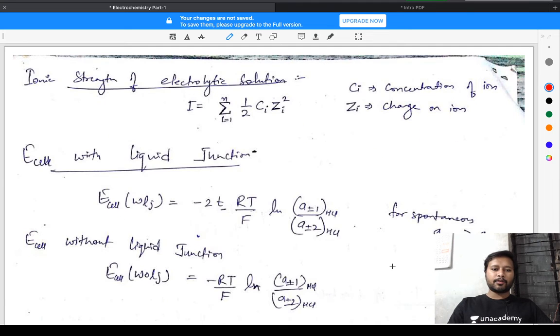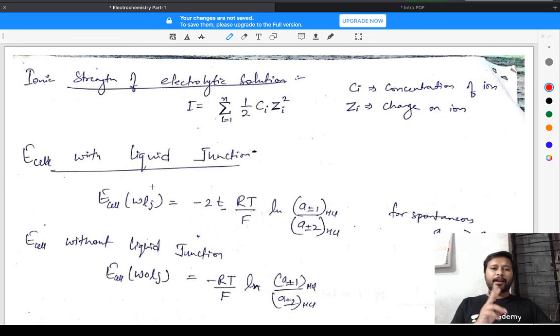All right. So the next thing is the ionic strength of an electrolytic solution. It's given by this formula, I already told you. So you can write down that particular formula for the ionic strength. You can write it like this also, that is sigma half Ci Zi square, where C is the concentration of the ion and Z is the charge of the ion.